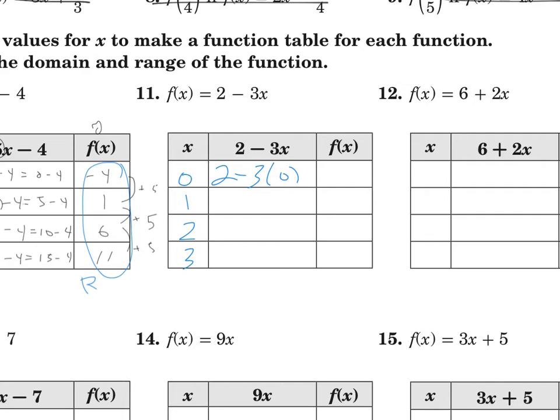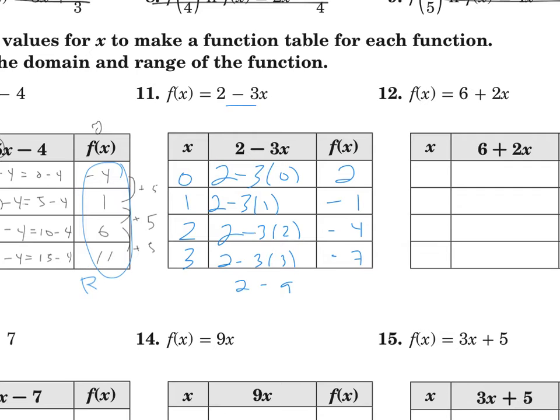3 times 0, which would be, well, 2 minus 0 would be 2. And then we're going to do 2 minus 3 times 1. So 2 minus 3 is negative 1. And then it's going to be 2 minus, it ends up being 6, and my head's running faster than my mouth. So it's 3 times 2, and so 2 minus 6 is negative 4, and then it's going to be 2 minus 3 times 3, and so that would be 2 minus 9, which is negative 7.